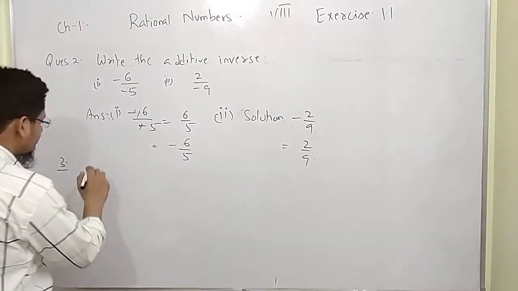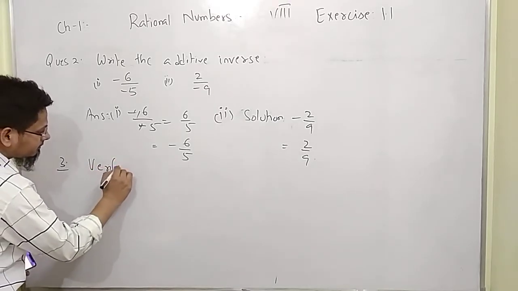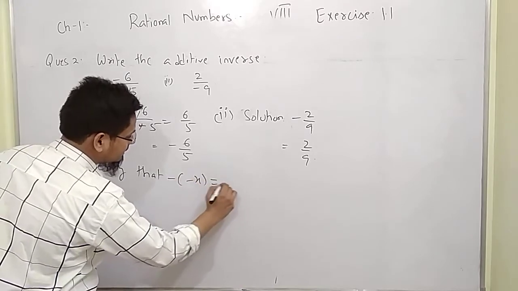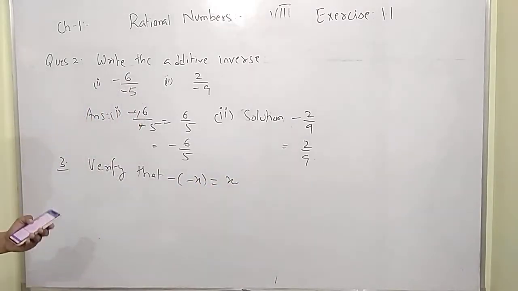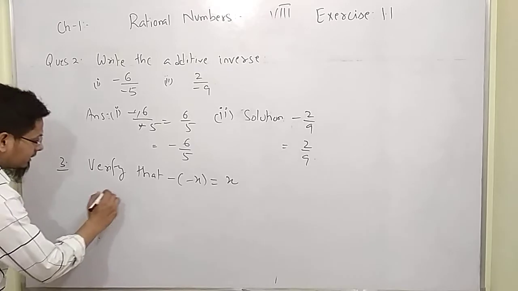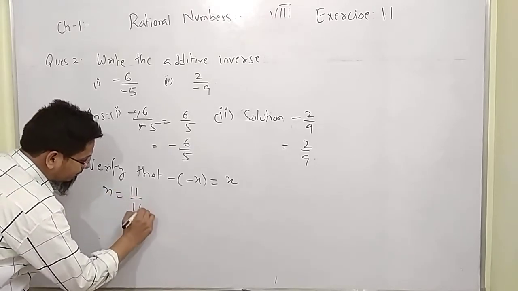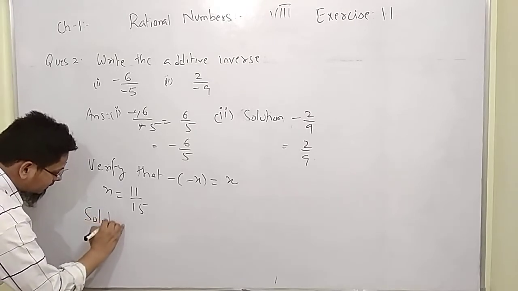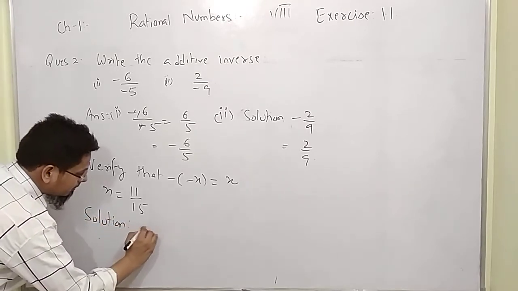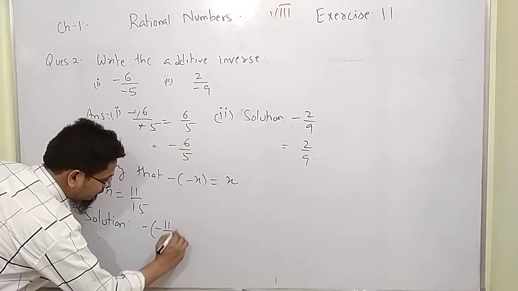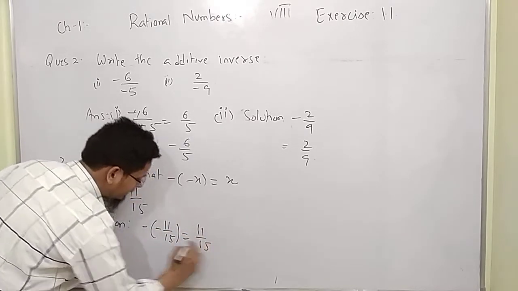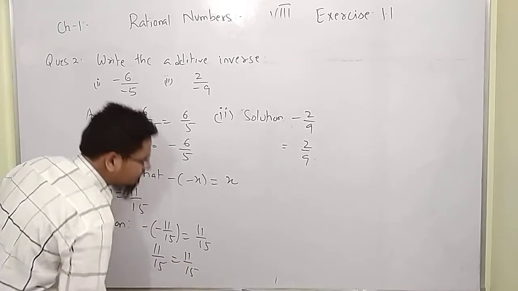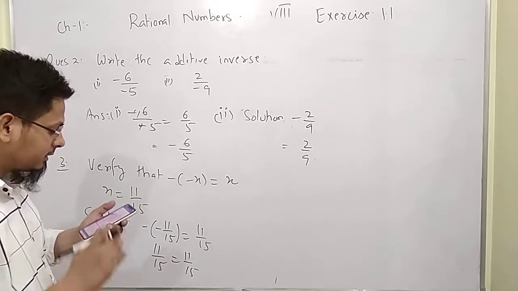Verify that minus of minus x is equal to x, right? And here the value of x is given. The value of x is 11 upon 15. So now put it in the solution. The solution is: minus of minus 11 upon 15 is equal to 11 upon 15, which is the answer, right beta?